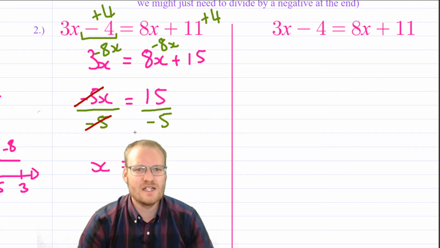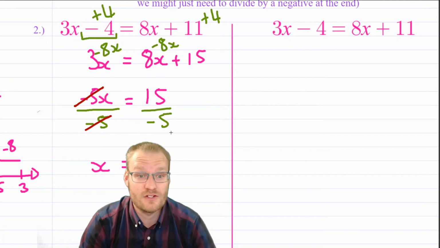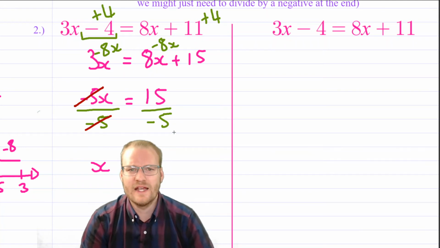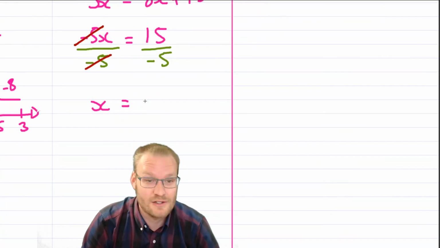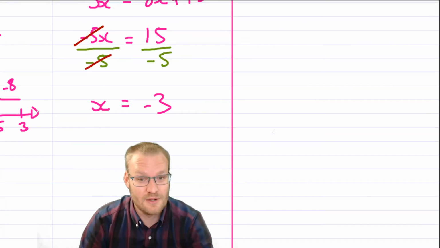So that same idea is always going to hold. Just divide by what's in front of the x, the coefficient. And 15 divided by negative 5, love it, negative 3.